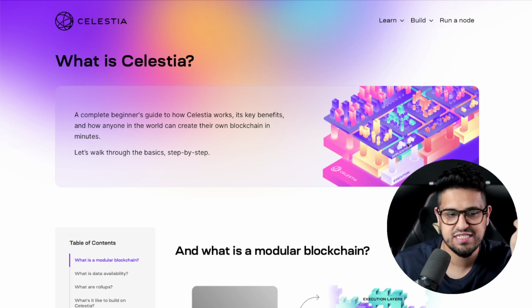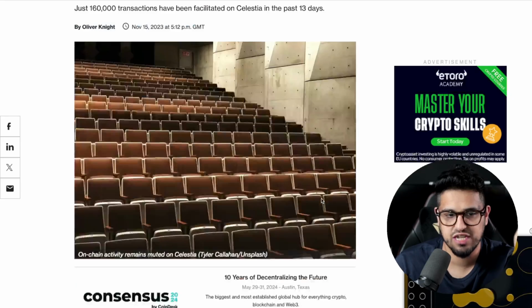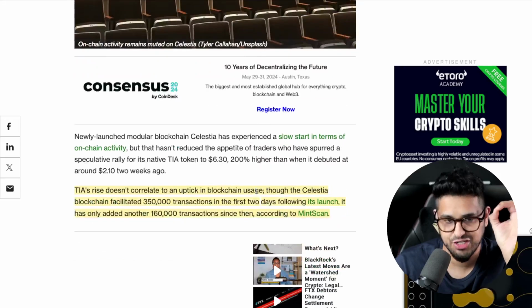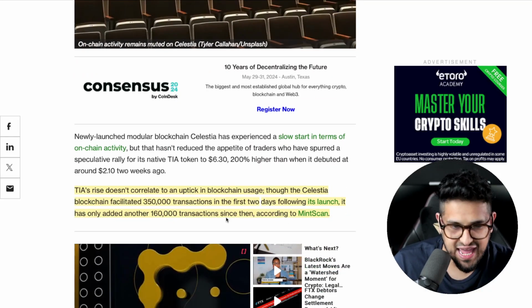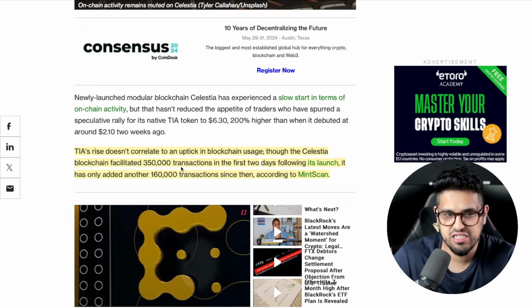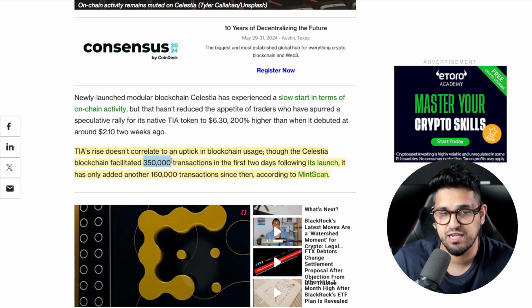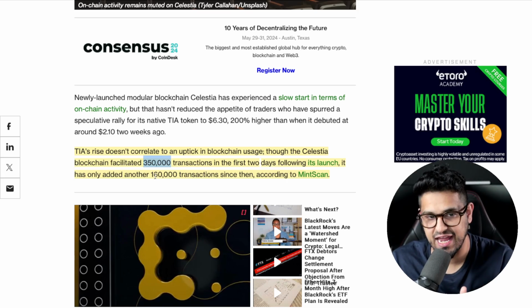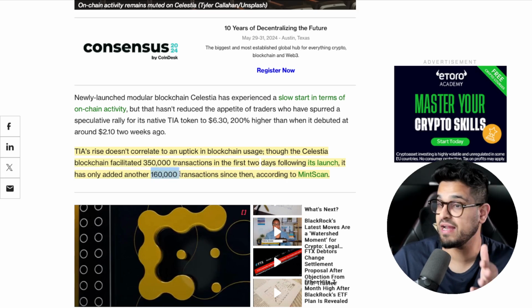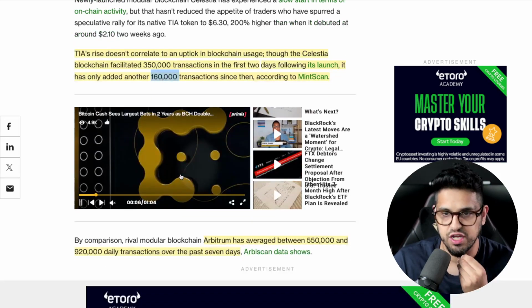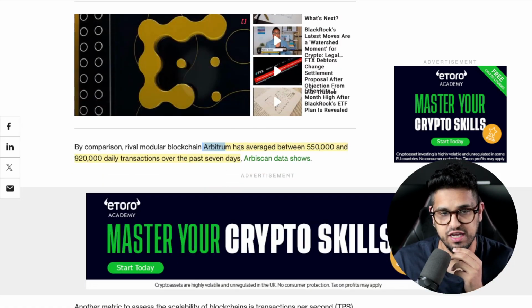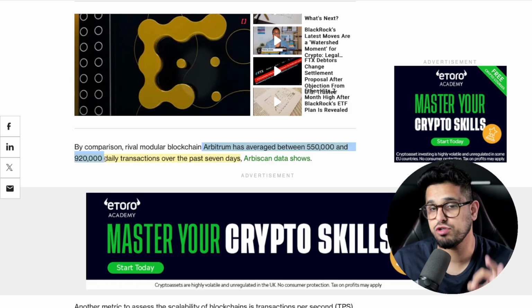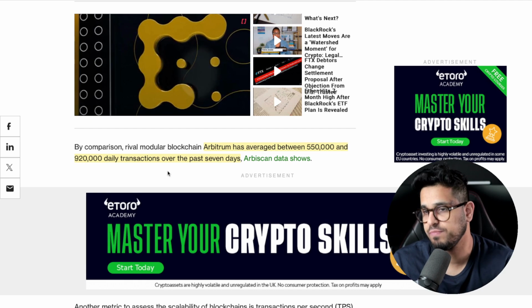So then how does this Celestia stack up? First and foremost, let's start off with the crazy hype, right? We have seen 160,000 transactions here over the last couple of days on Tier. Now, I want to put that into perspective. Over the first few days when they launched, they had 350,000 transactions in the first 2 days. Then since then, over the next couple of weeks, they've only managed another 160,000 transactions. Let's put that into context. Arbitrum has averaged between 550,000 and 920,000 daily transactions over the past 7 days.